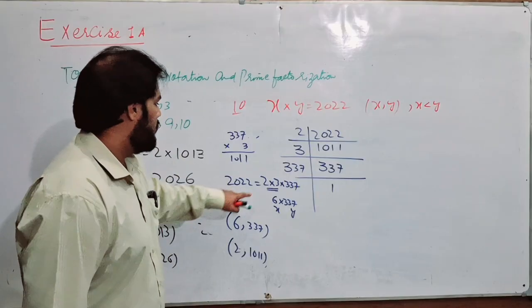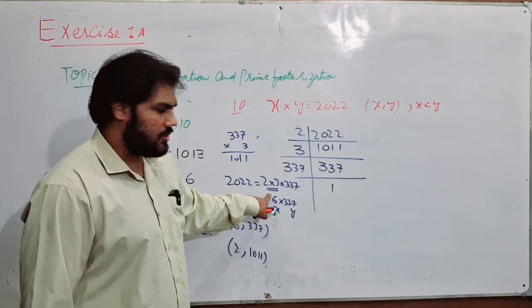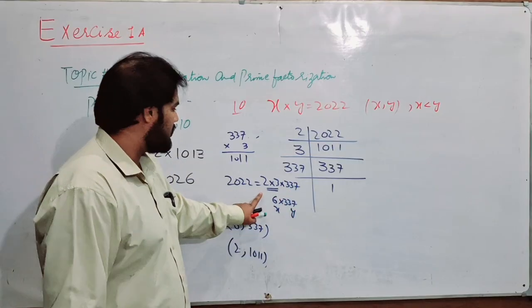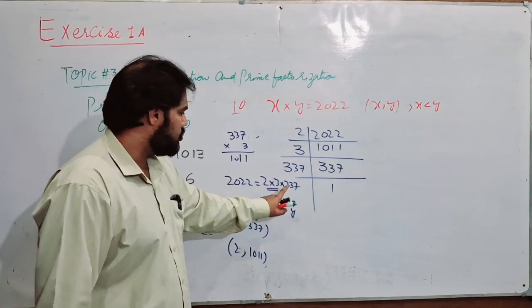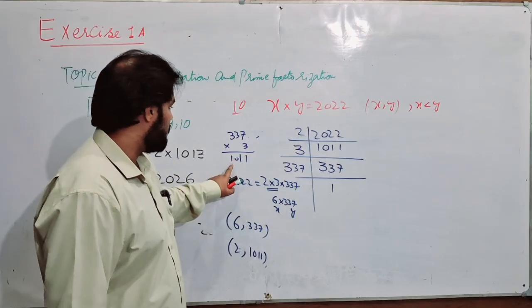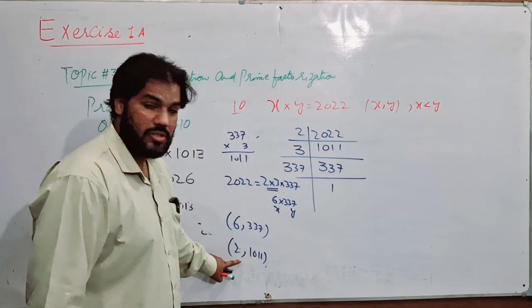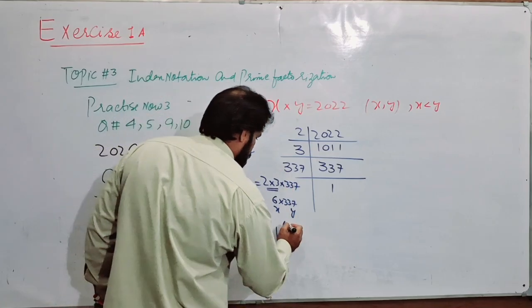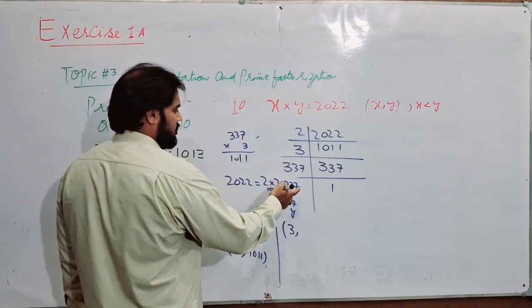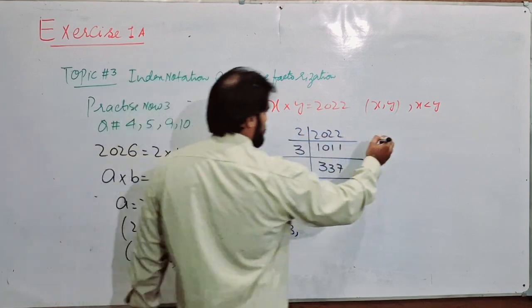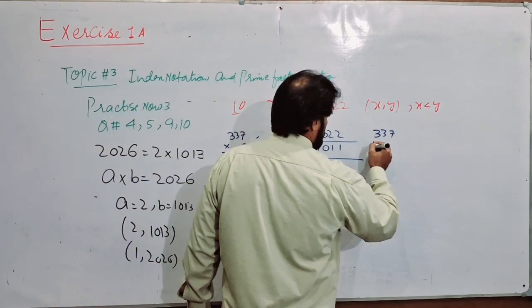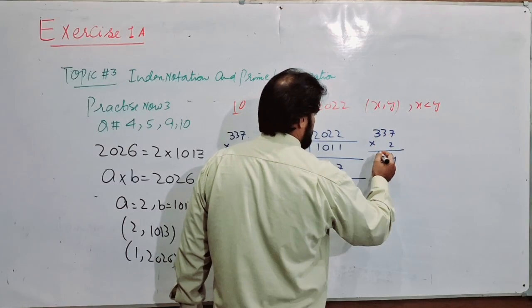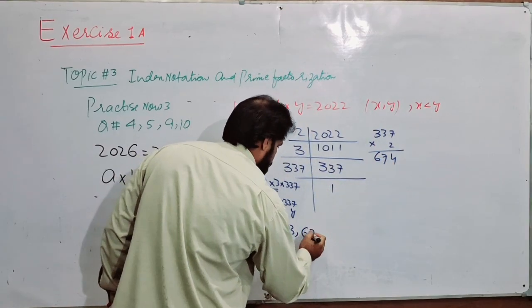So if you take 2 into 3, this is the first number, then the second number will be 337, and 6 is less than 337. If you consider 2 as the first number, then the second number will be 3 into 337, and the product of 3 into 337 is 1011. The second pair is 2 and 1011. If you consider the first number is 3, then the second number will be 337 into 2. What is 337 into 2? 2 7s are 14, 2 3s are 6. The second number is 674.